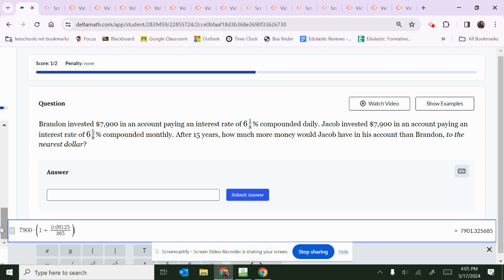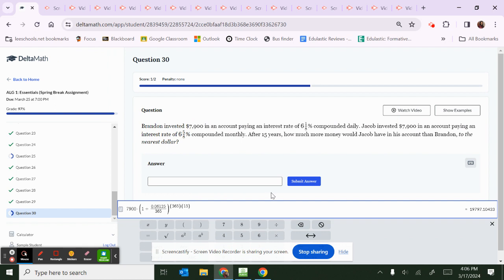And then to the exponent, parentheses 365, parentheses, and then another parentheses 15. Okay, and I got 19,797.10433. Write out everything, guys. Write everything. Don't write some, write every single thing that you see right here. So write all of this, okay?